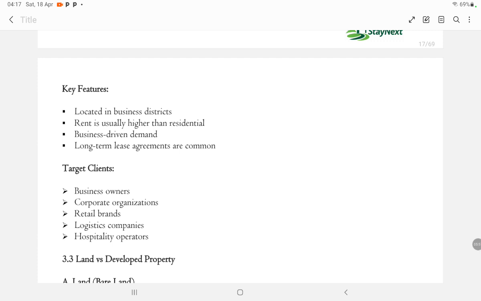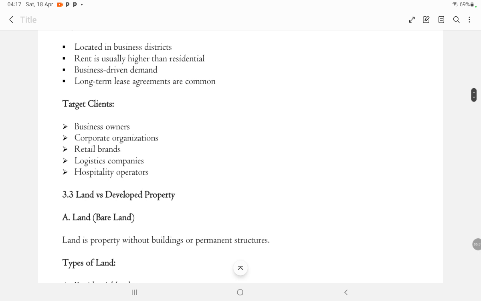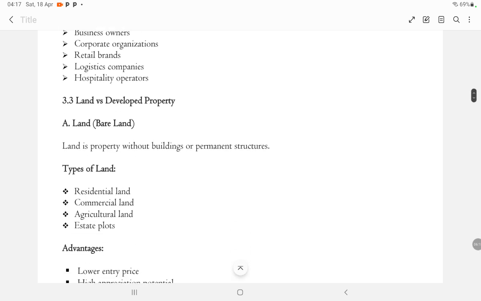What are the target clients? The target clients are business owners, those who take advantage of those commercial places to rent or to buy. So retailers, brands, logistics companies, hospitality, those who want to run a hotel.